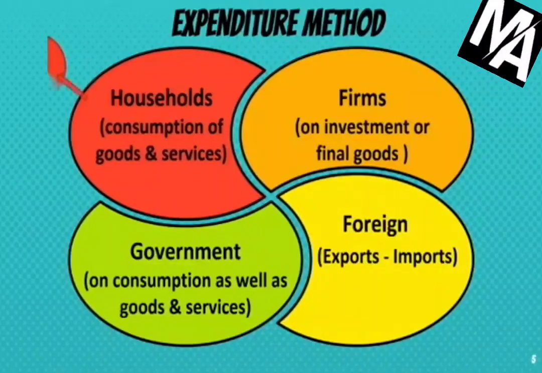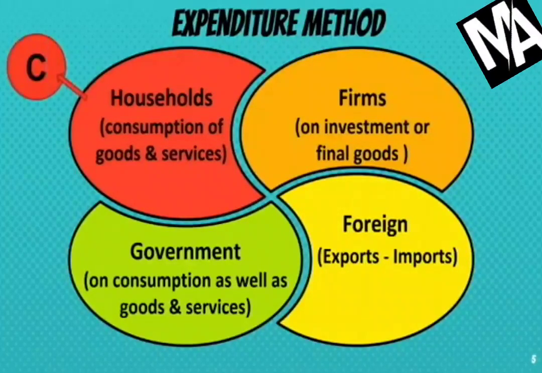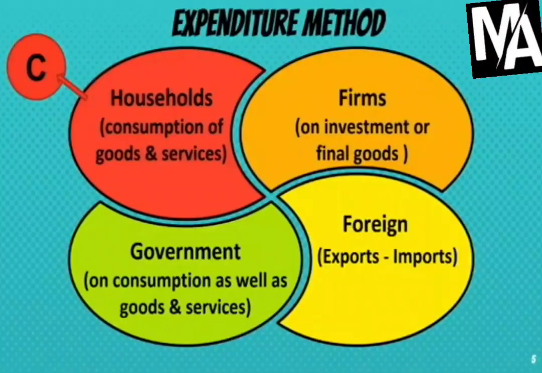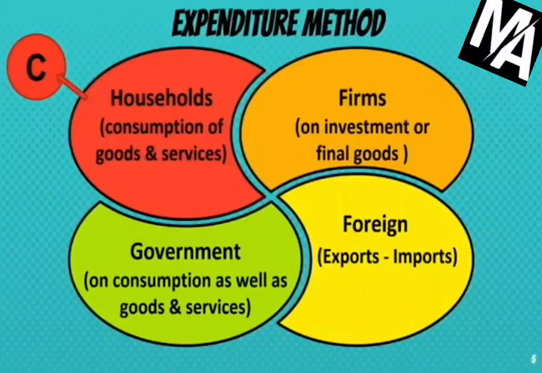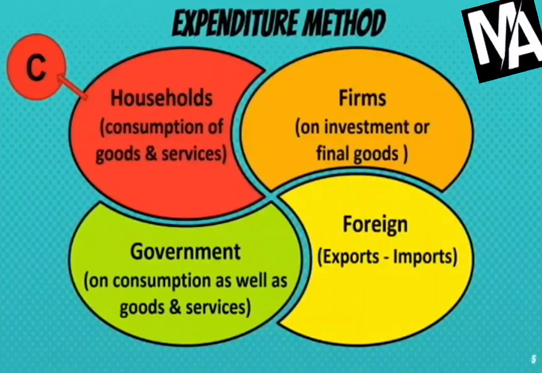So all the consumption made by the household or the expenditure made on the consumption of goods and services by the household sector will give a simple formula, and the formula is basically a capital letter C.